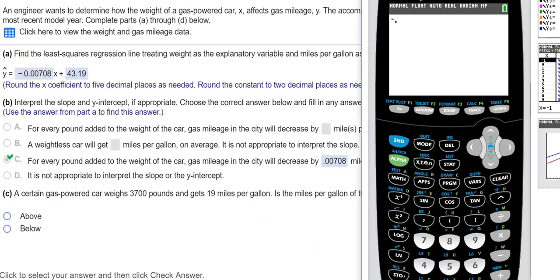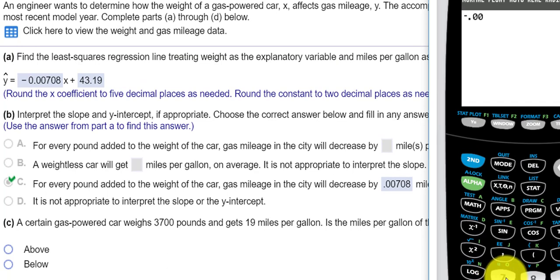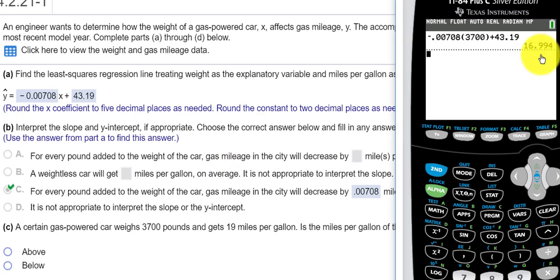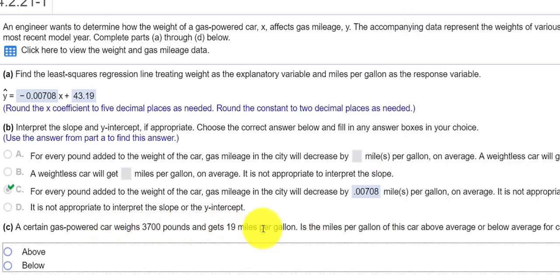Negative 0.00708 times the 3,700 pounds, right? So we have a car that weighs 3,700 pounds, and then we add this 43.19, and it looks like the car will get almost 17 miles per gallon, right? So a car that's this heavy should get about 17 miles per gallon, which is less than this. So is the miles per gallon of this car above average or below average? So the answer would be it's above average, right?